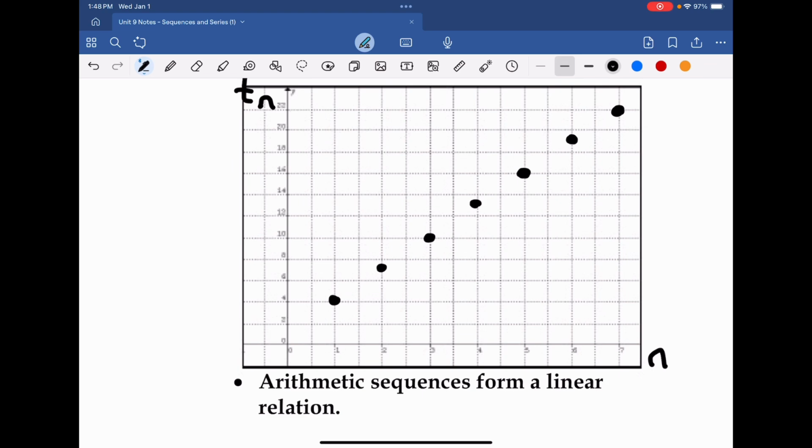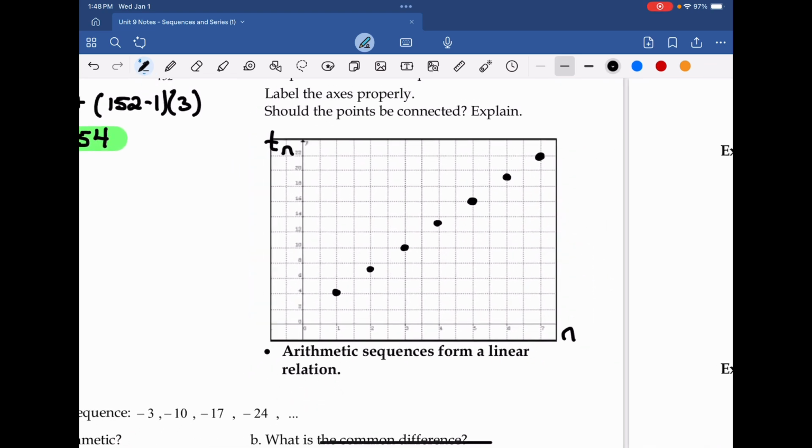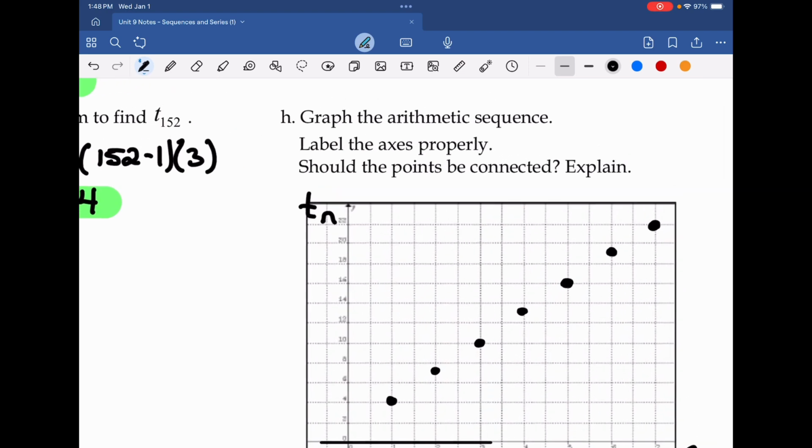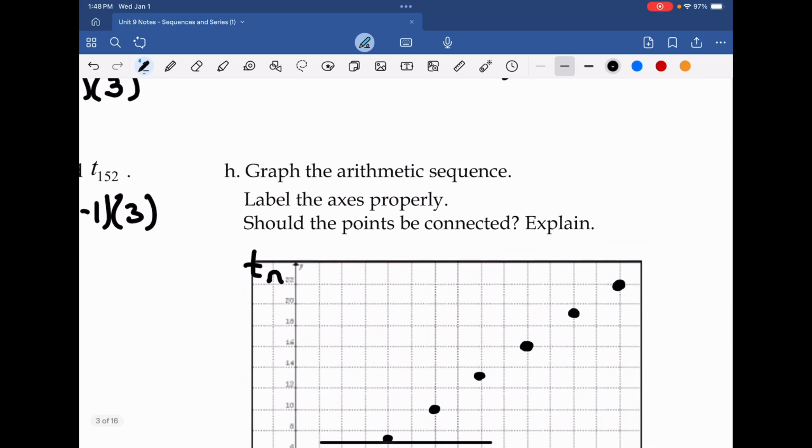Now, one thing you should notice about this right away is that when we look at this, they're going to ask us, should these points be connected, and explain why? No, they should not be connected because there's no such thing as a 1.5 term in the sequence. Like, you don't have half a term in a sequence. That doesn't even make sense here. So we want to leave these non-connected. And so we're just going to say no connection.